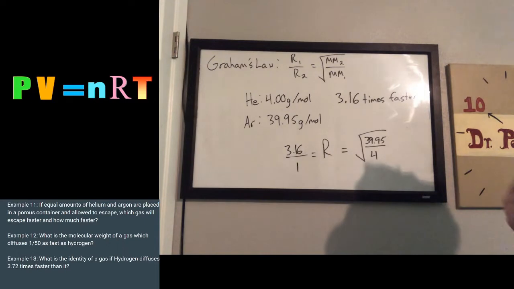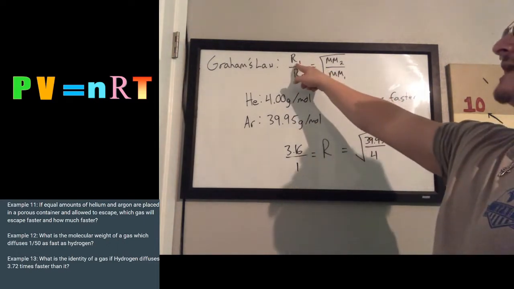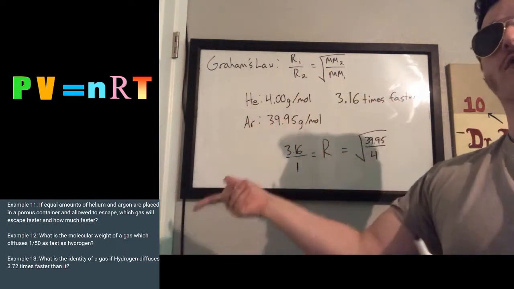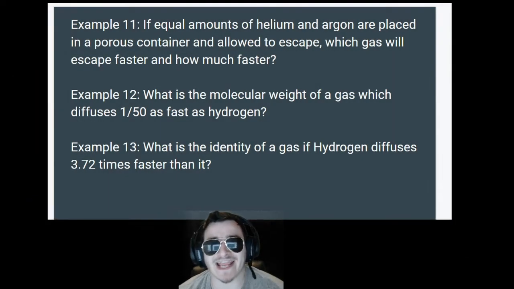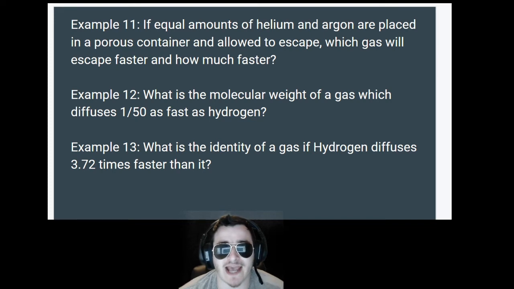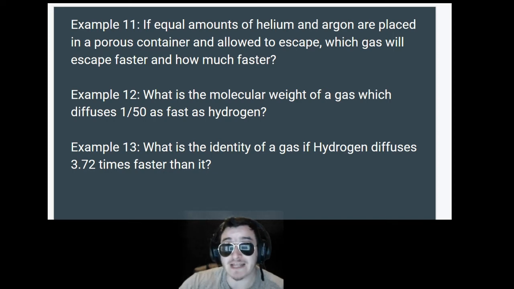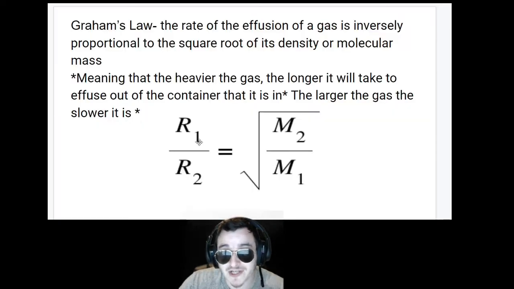That is why I strongly, strongly encourage you to always make the lighter gas gas 1. If you don't, then you have to invert your answer at the end. That's annoying. Example 12, what is the molecular weight, aka the molar mass, of a gas which diffuses 1/50th as fast as hydrogen? Notice the language here. Diffuses 1/50th as fast as hydrogen, which means it is moving more slowly than hydrogen, which means hydrogen is, of course, the smaller gas, which means, if I look at my original equation, I want to make R1 the rate at which hydrogen is escaping.